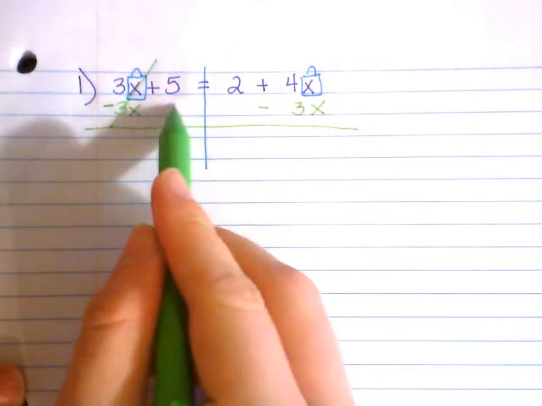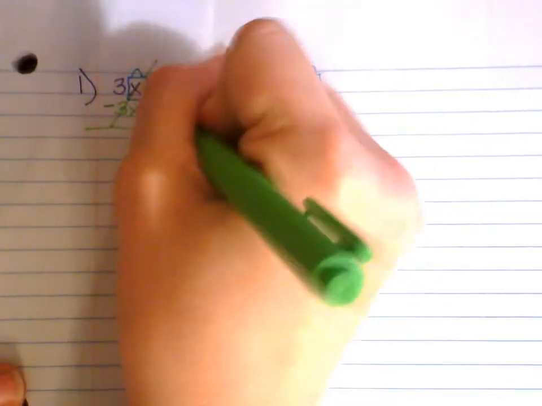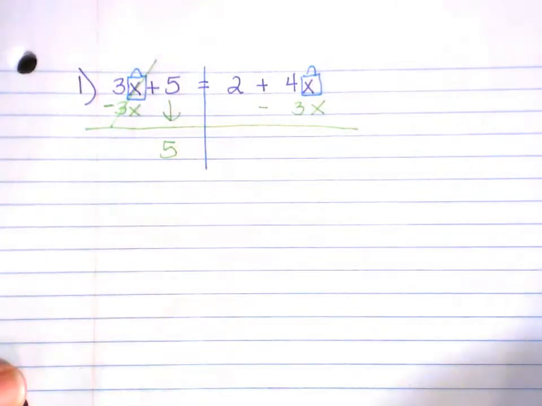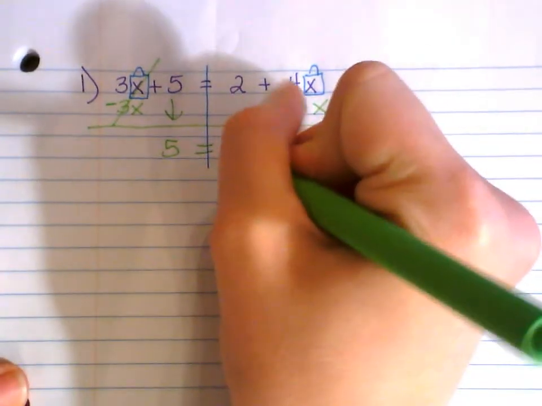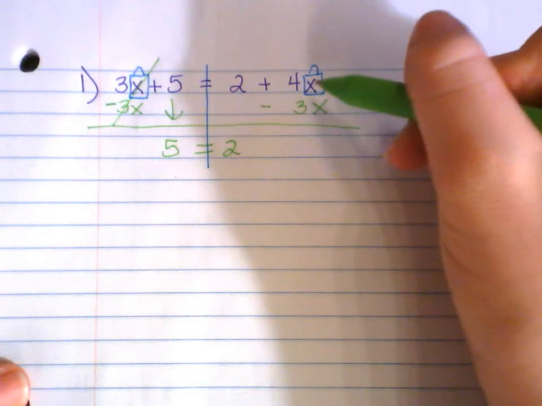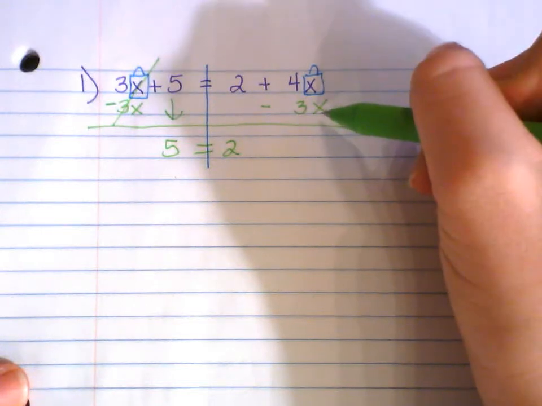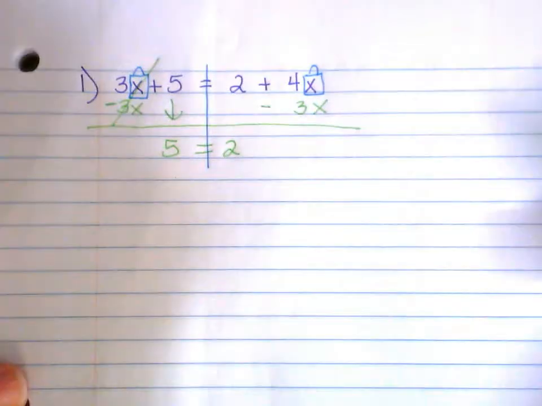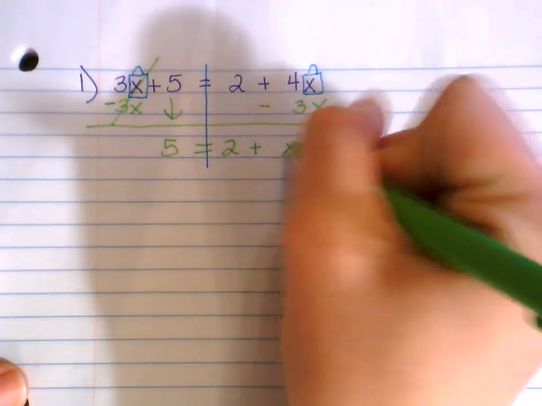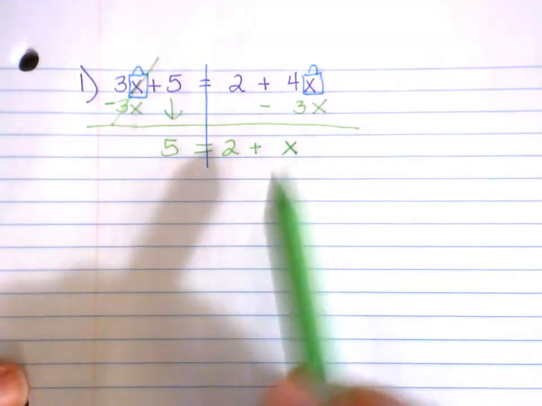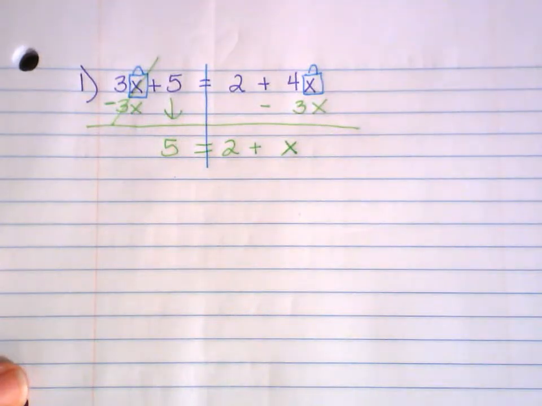That leaves us with a positive 5 on this side, so we just bring it straight down. Equal sign. 2, just bring it down. Now 4x minus 3x. So we have 4 x's, and then we take 3 of them away. That leaves us with 1x. You can write the 1 in front of the x. You don't have to. If you don't write it, you just know there's one x there. Now it's just a one-step equation.